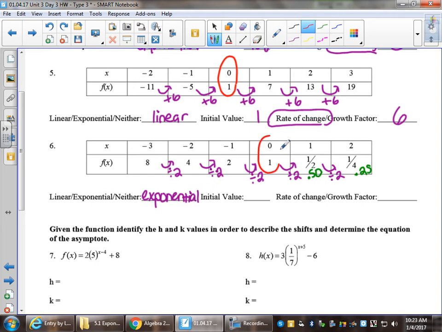Initial value, when x is 0, the y value is 1. We have a growth factor, but remember, growth factor is a multiplicative factor. It has to be in terms of what you multiply by. Dividing by 2 is the same as multiplying by 1/2. So my growth factor is 1/2.